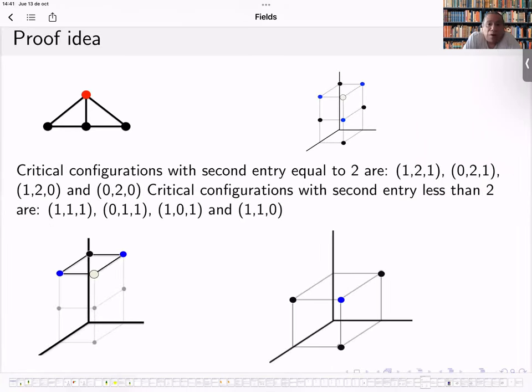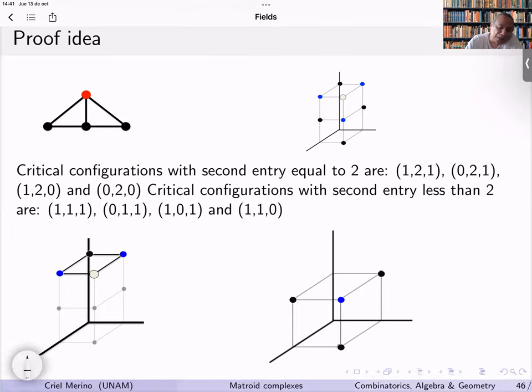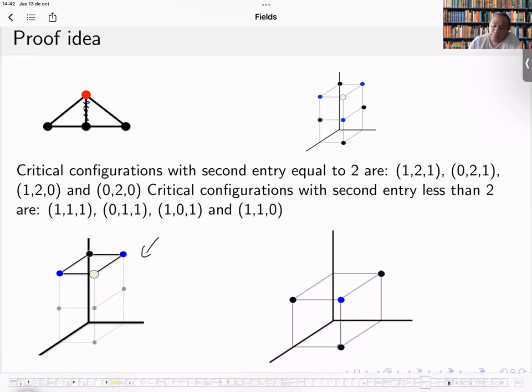So in our toy example, I will have the edge joining Q and the second vertex, this edge, and then I make contraction and deletion, and I get the configurations on the left. These configurations will be the configurations for the graph with the edge contracted. Of course, I have to project this, and the rest of the configurations will be the configurations of the edge deleted.